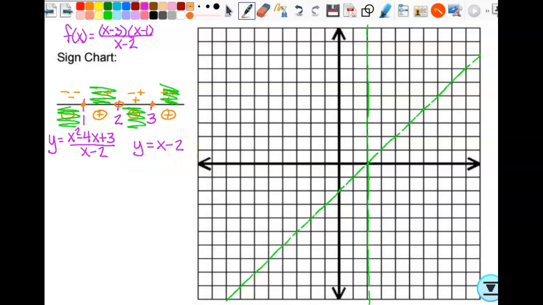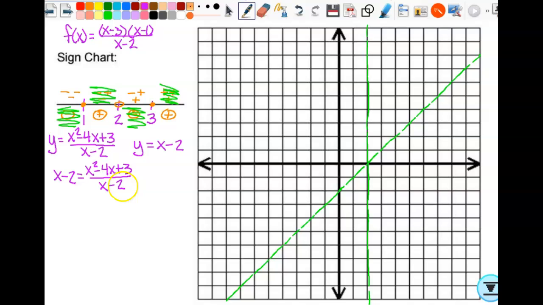So I'm going to handle this the same way I did the horizontal asymptotes, with substitution. So this x minus 2, I'm going to substitute in for y right here. So I get x minus 2 equals x squared minus 4x plus 3 over x minus 2. Can I cancel out the x minus 2's? The answer to that is no. Okay? So totally can't do that because this is equals. If I was multiplying, yes, but that's not what's happening.